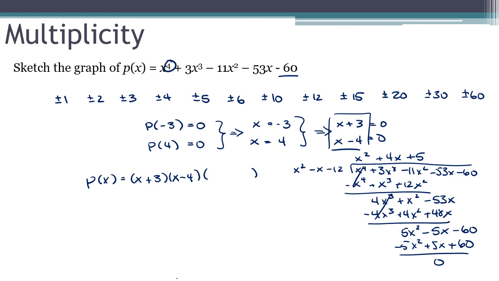Right, so then my factored version is going to be x plus 3 times x minus 4 times x squared plus 4x plus 5. Okay, so we're down to a quadratic polynomial there to factor for the very last part. That doesn't look to me like it factors, at least not into rational numbers.